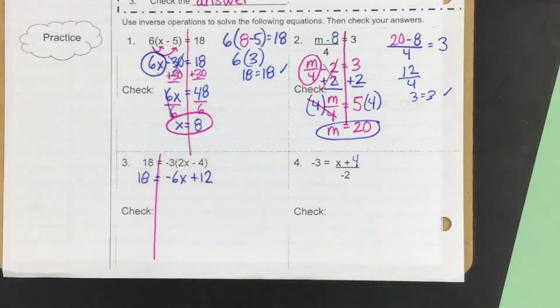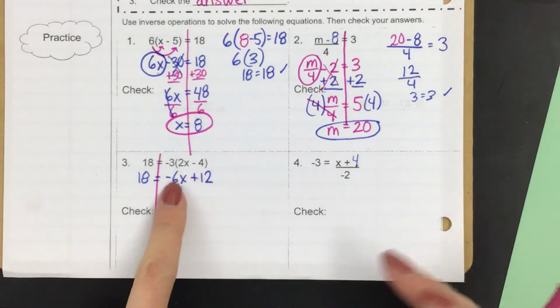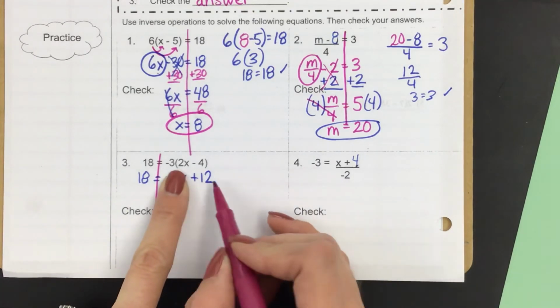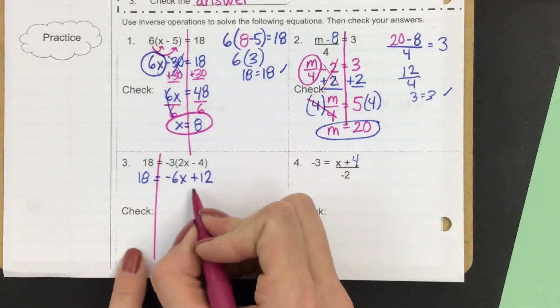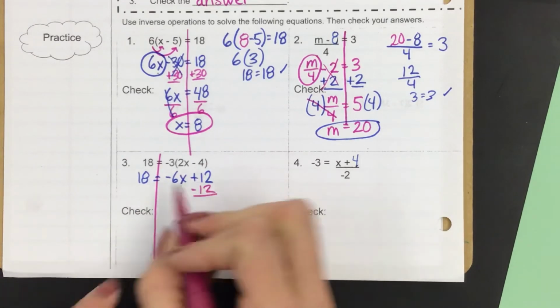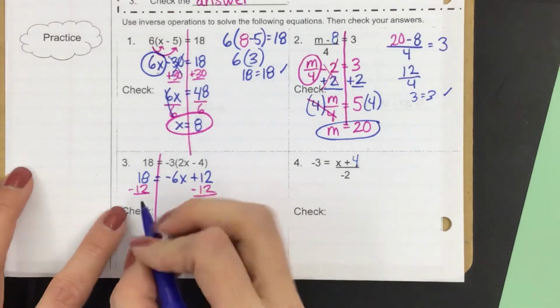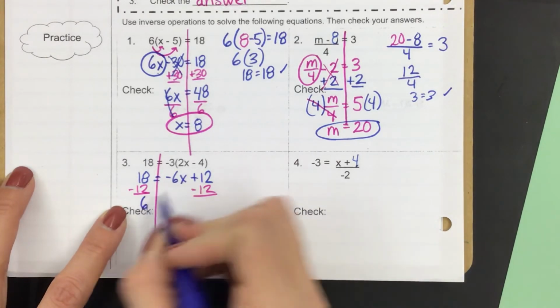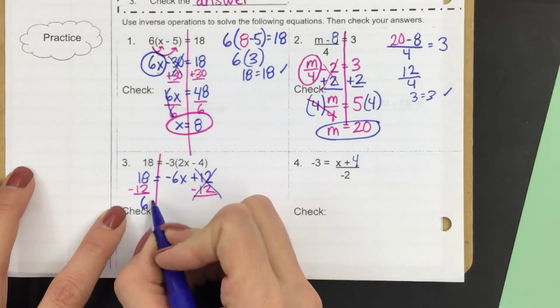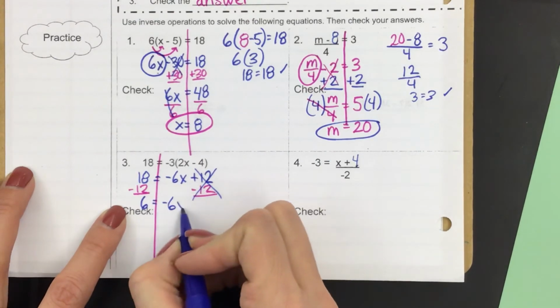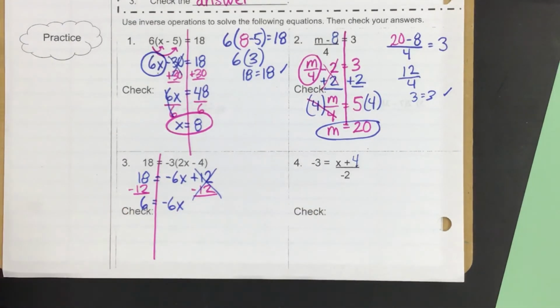Then we're going to do inverse operations. I cover up the part that has the variable. The opposite of adding 12 is subtracting 12. Okay, so you're left with 6 over here. This cancels out, and you have -6x over here.